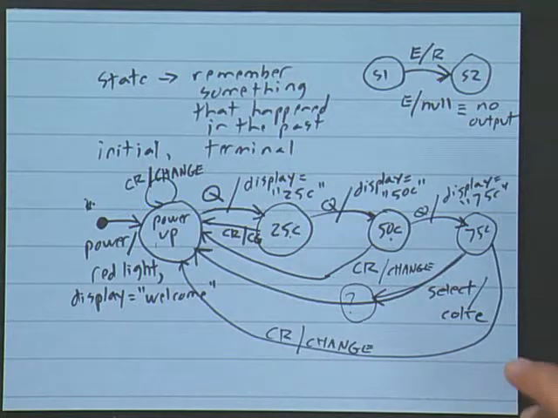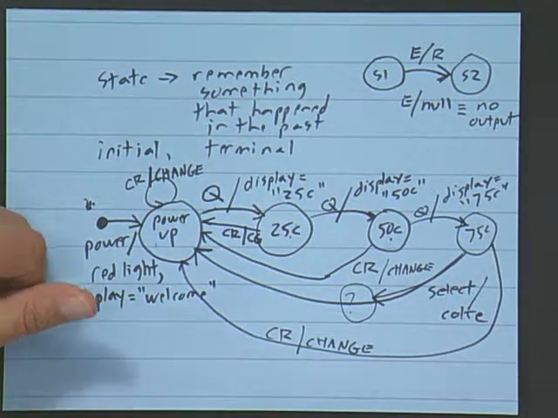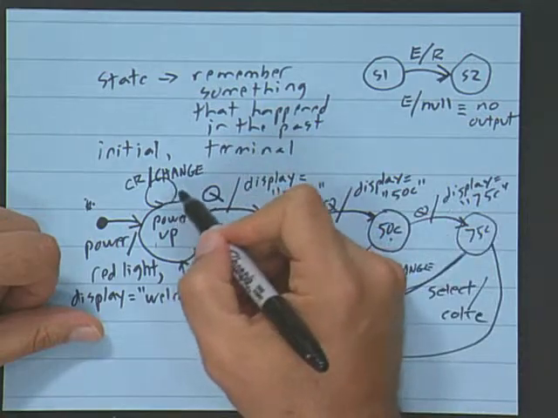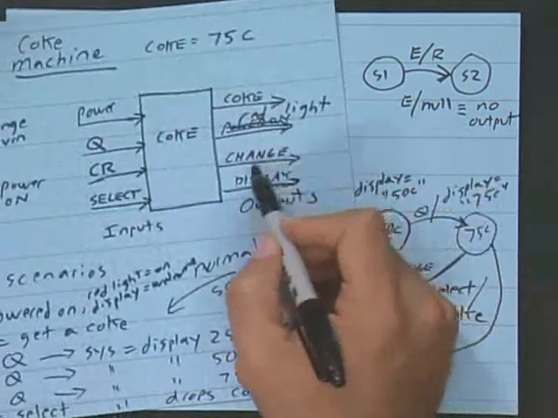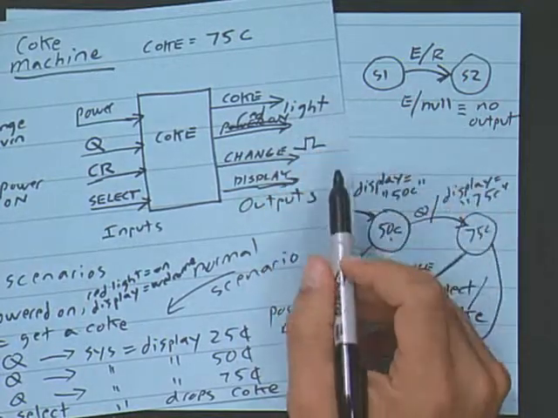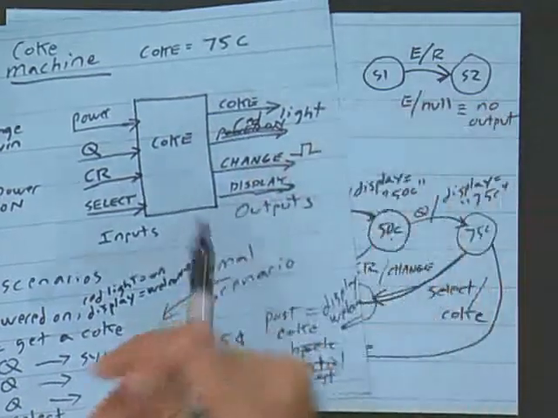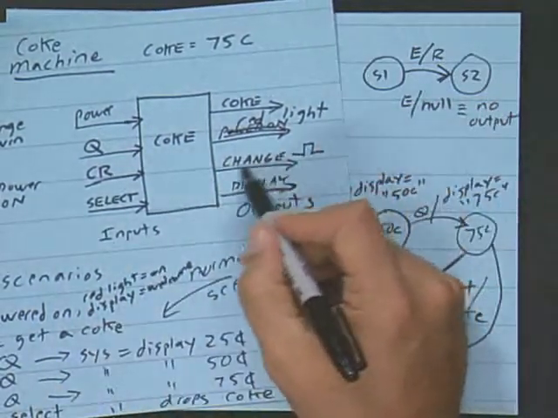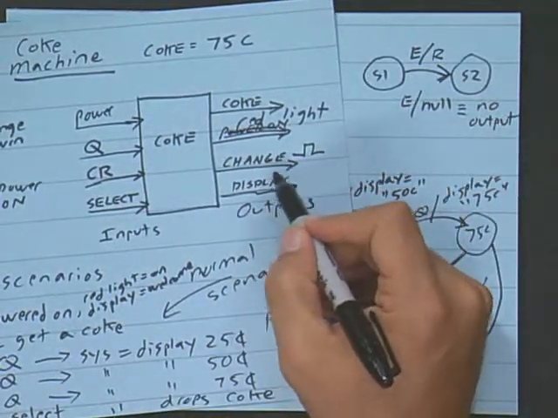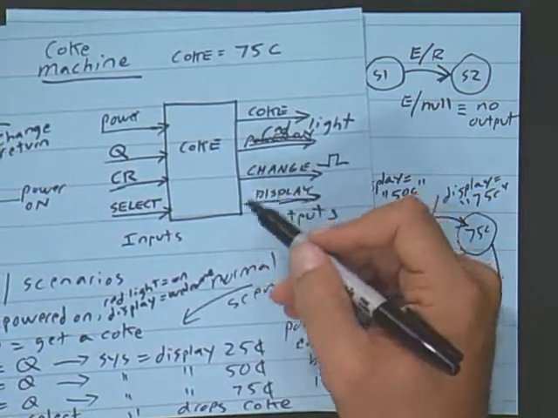I'm not saying return 25 cents, return 50 cents, return 75 cents. I'm saying send a message, send an output called change. This can be a signal to a hardware component that just drops a tray and returns whatever change is in there, even if there's nothing in there. So change is just a signal that indicates empty the change tray regardless of how much money's in there.